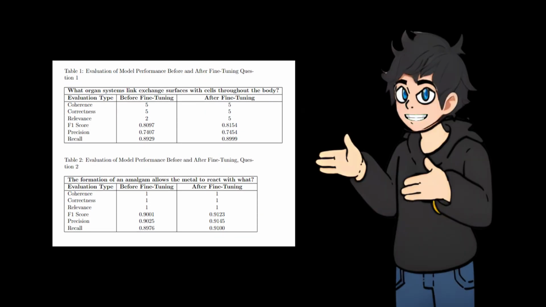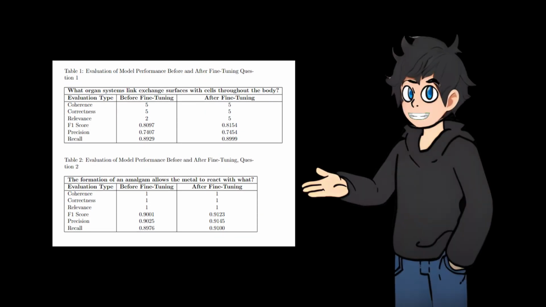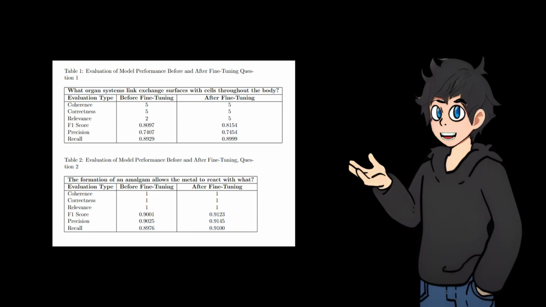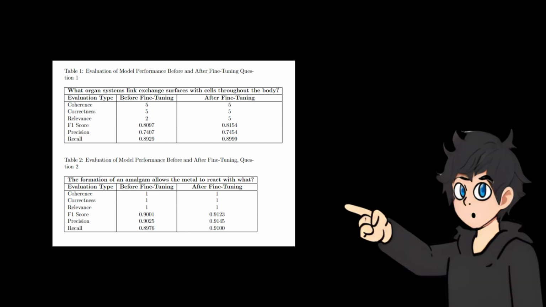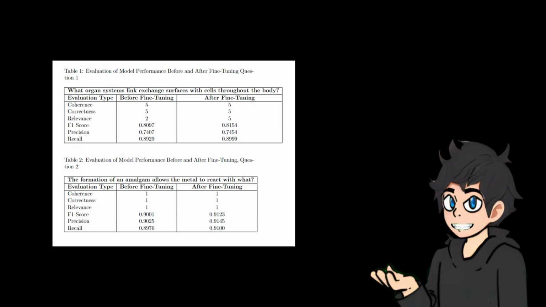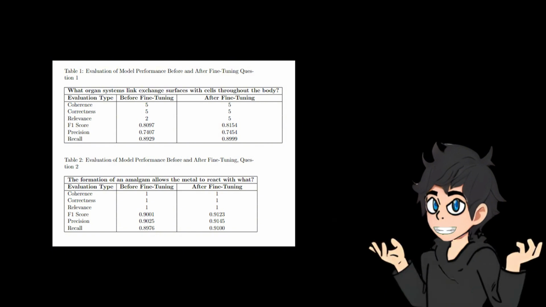After evaluating the model, let's check the table. As you can see, despite small improvements in F1 score, precision, and recall after fine-tuning, the model still struggles with coherence, correctness, and relevance, indicating that further fine-tuning or modifications are needed to enhance its performance.